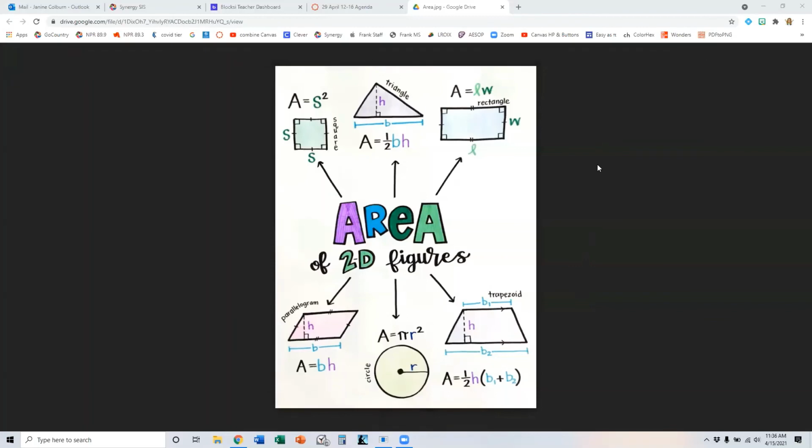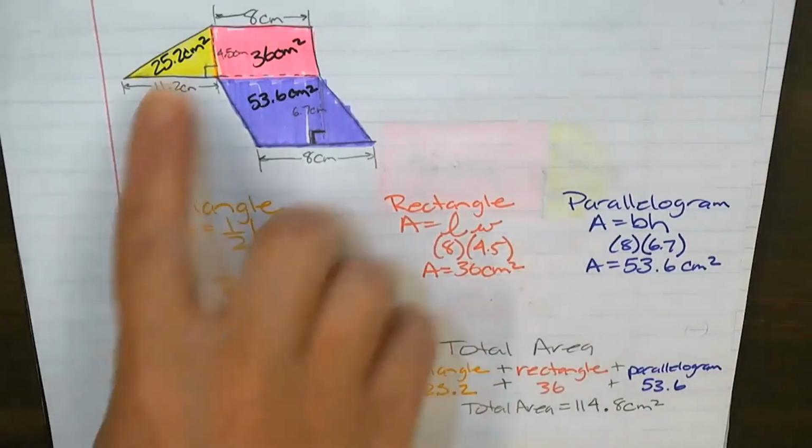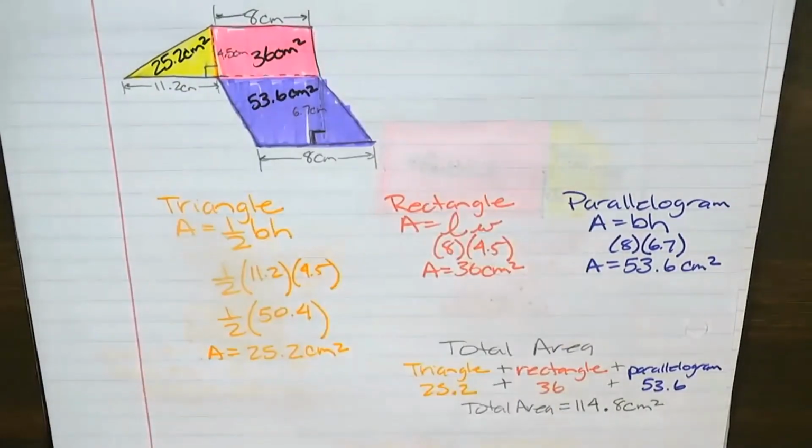Remember this page here. It's one of the anchor charts on the agenda. And it gives you the formulas for all the areas. The area of a square, the area of a triangle, the area of a rectangle. It gives you the area of a parallelogram, of a circle, and of a trapezoid. So when you have a composite figure, you're trying to break it down into these shapes so that you can find the areas of these shapes and then add them together. So this is what we are doing today. We are finding the area of composite figures, and it's just a matter of breaking that composite figure down into shapes that you know how to work with.